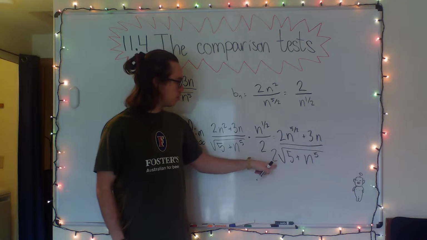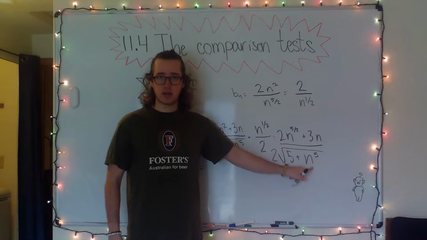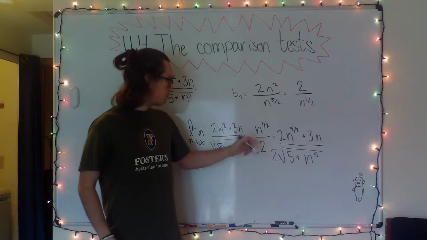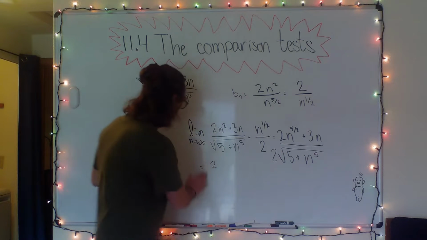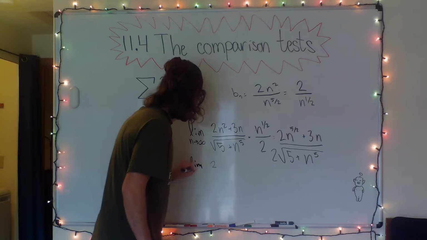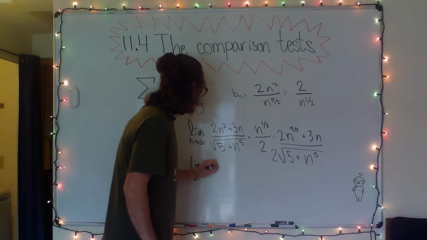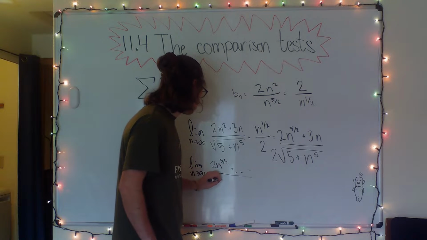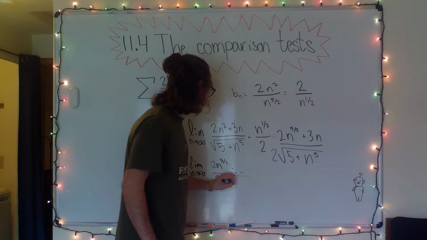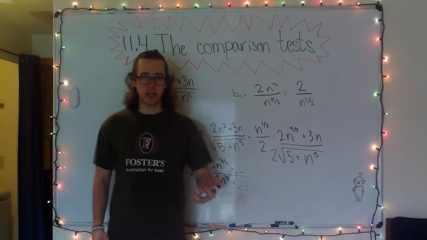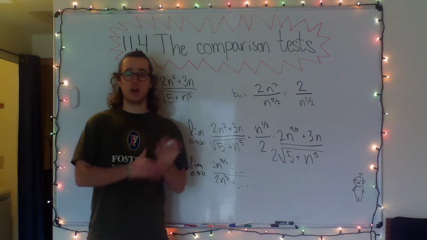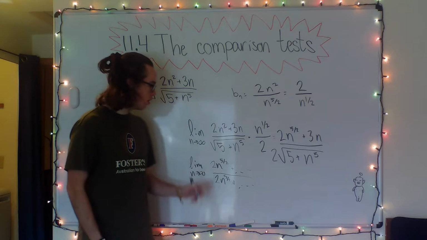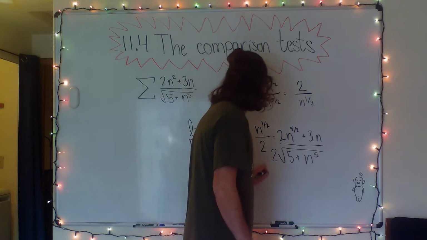And then on the bottom, we have 2 times the dominant term, which is the square root of n to the 5, right, because it's square rooted. So this is just the limit as n approaches infinity of 2n to the 5/2 plus blah, blah, blah, over 2 times n to the 5/2 plus blah, blah, blah. And when the dominant powers match, you just take the ratio of their constants, which is 2 over 2, which equals 1.